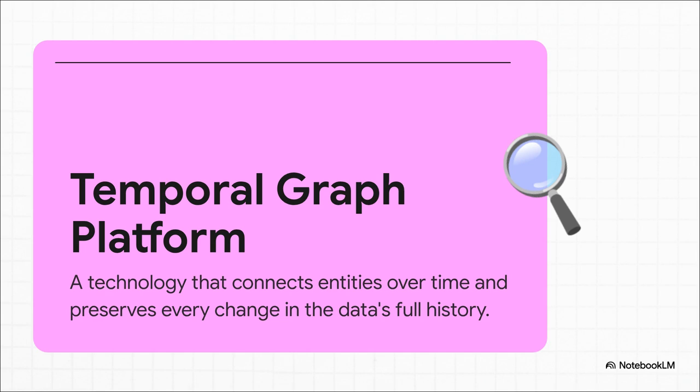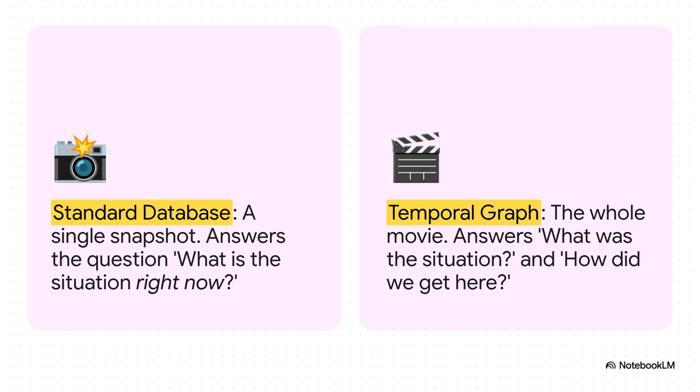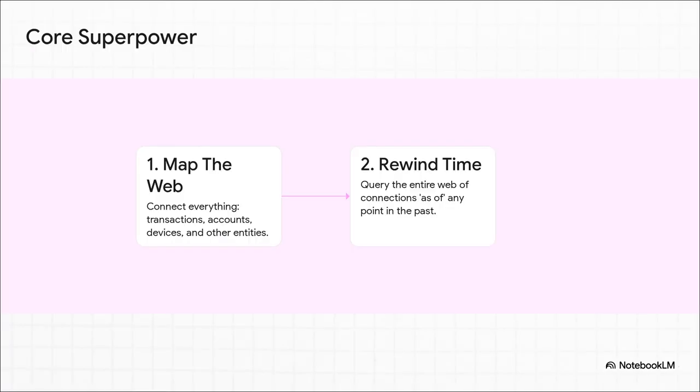And here's the crucial part. It records every single change to that map over its entire history. This right here, this is the easiest way to think about the difference. A standard database gives you that one photograph. It answers the question, what's happening right now? But a temporal graph gives you the entire movie. It shows you how connections were made, how they changed, even why they broke apart. It doesn't just answer what is, it answers the much more powerful questions, what was, and most importantly, how did we get here?